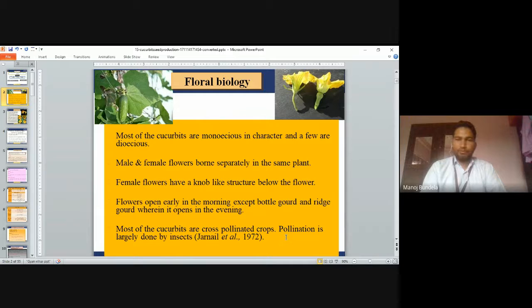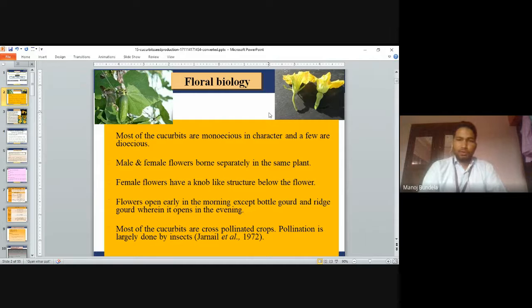The female flowers have a knob-like structure below the flower. So how do we identify the male and female flower? This is the male flower and this is the female flower. The female flower has a knob below the petals. Like this we can identify this is a female flower and this is a male flower.